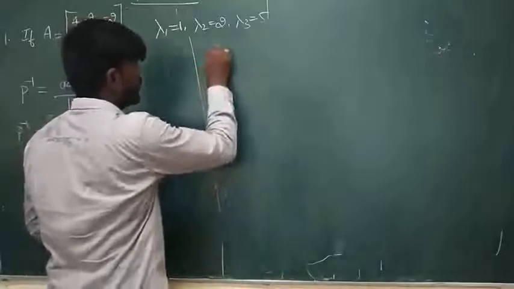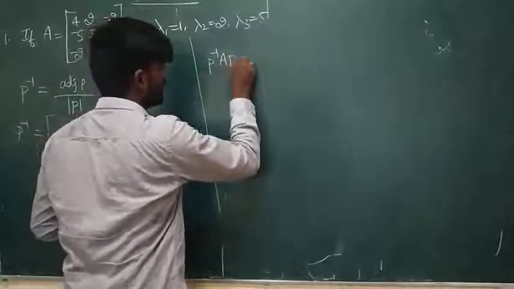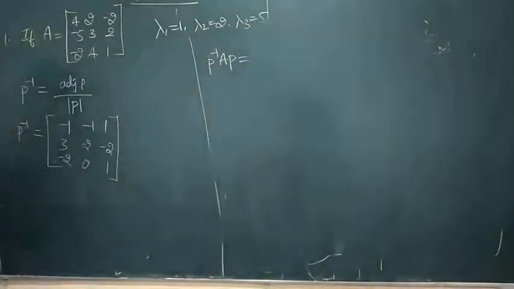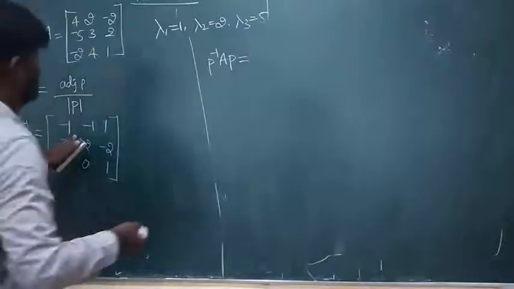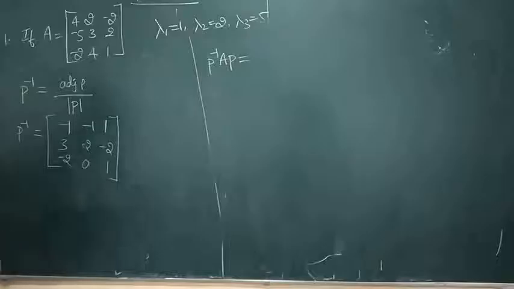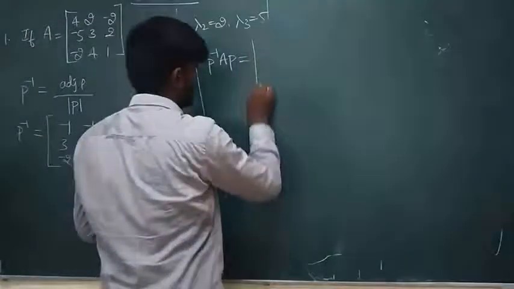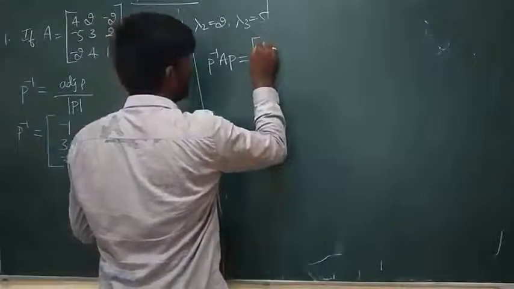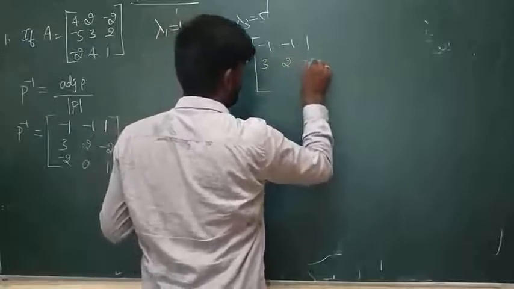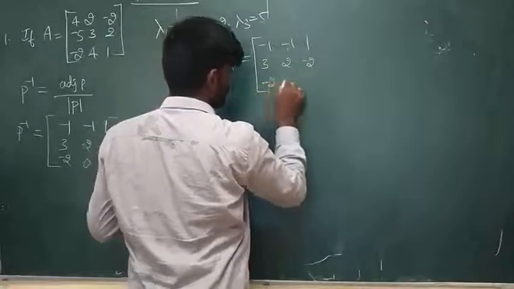P inverse AP. This is testing whether the given matrix is diagonalizable or not. Therefore, P inverse is this matrix, and the P matrix is the set of all eigenvectors. Therefore, P inverse is -1, -1, 1, 3, 2, -2, -2, 0, 1.